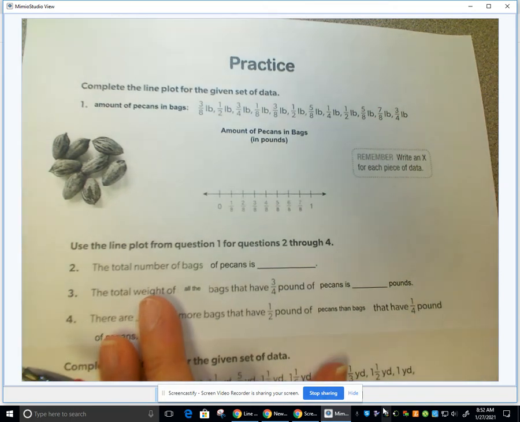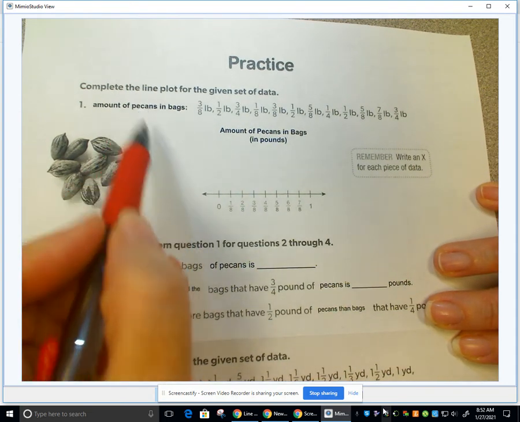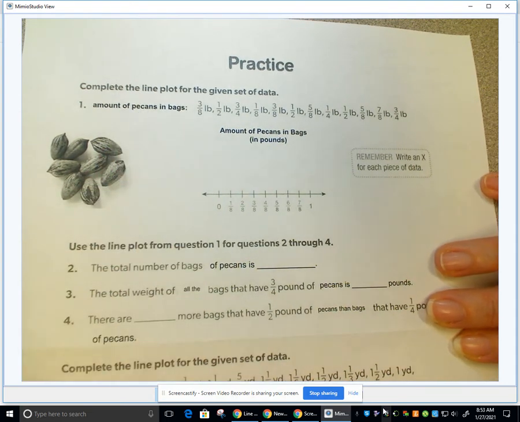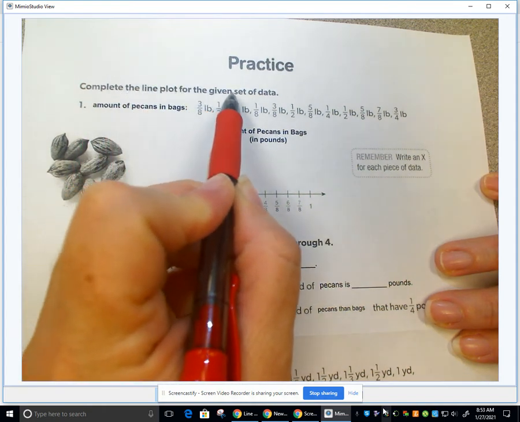Now, I'm going to focus it. It's going to get blurry for just a second. There, that's better. Okay, we're going to work on the line plots on this page. All right, it says, complete the line plot for the given set of data.